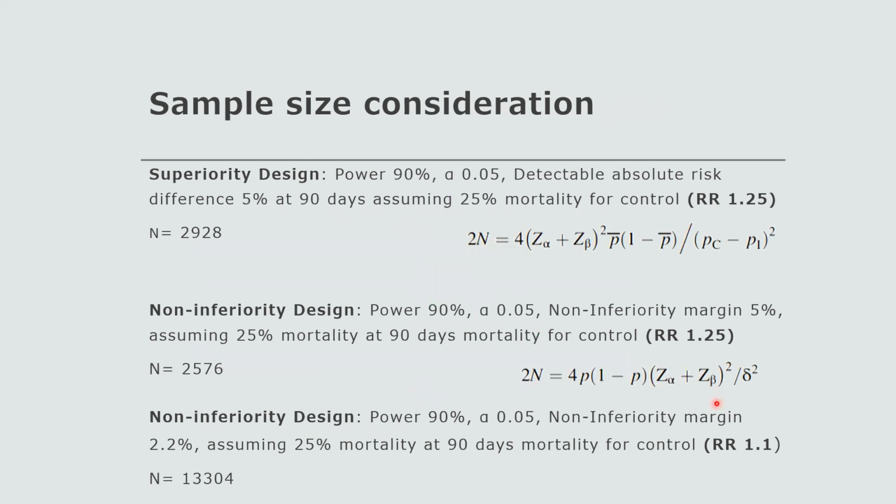I did it by hand without any program, so if anybody sees a mistake, just shout out. I wanted to just use it as an exercise. These are actually the values of the trial. We have this 90% power, alpha 0.005, and detectable difference at 5%, 90 days mortality. And there we have the N of 2,928, which they also used.